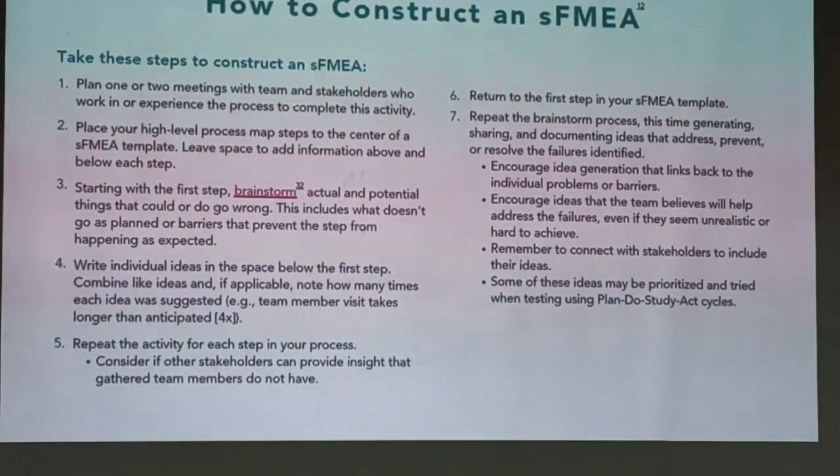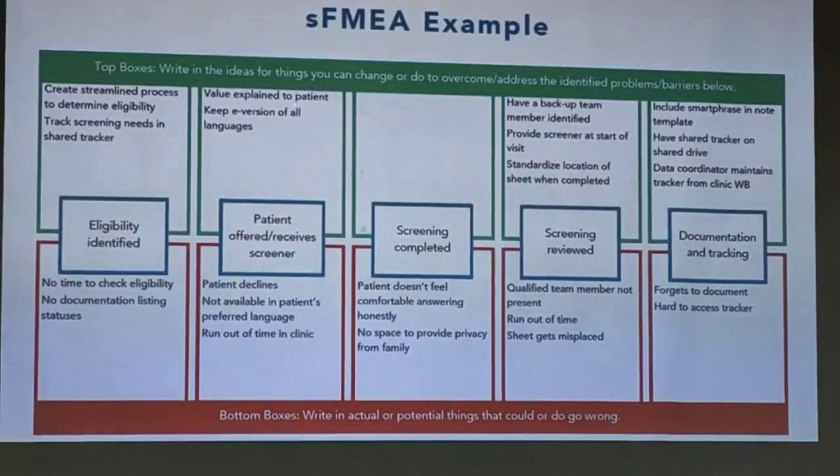So when you're constructing these, you sit down with your team. It usually takes a couple of meetings. You put your high-level process map in the center, and I'll show you a picture of this in a moment. Your high-level process map that we talked about earlier goes in the middle. And then you brainstorm all the things that could go wrong with each step, and you put those on the bottom. And then you go back and you re-brainstorm, thinking about ways that you could address those problems and either prevent, resolve, or address those failures. And this is how it looks.